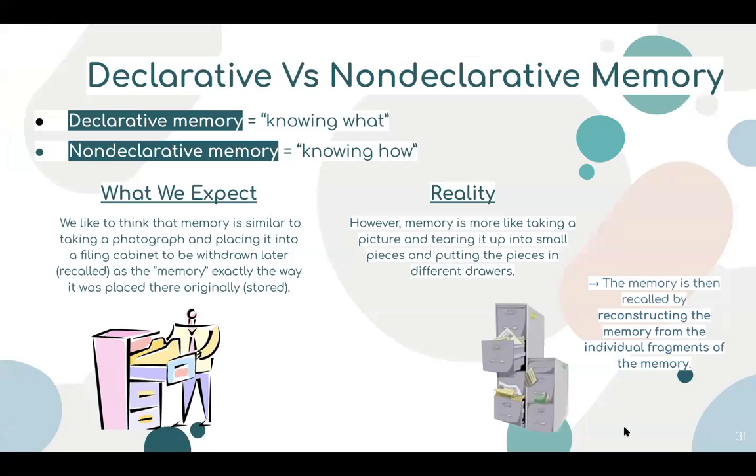Going again to declarative versus non-declarative memory: declarative memory is knowing what, being able to speak something out loud, like a fact or an event. Non-declarative memory is knowing how, like how to ride a bike, how to do basic tasks.